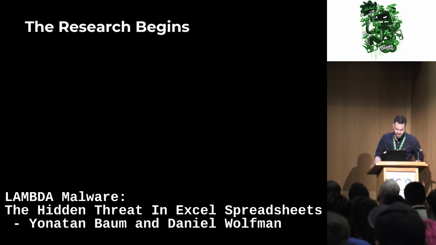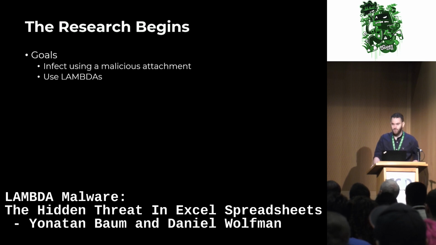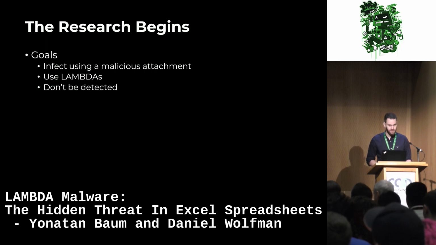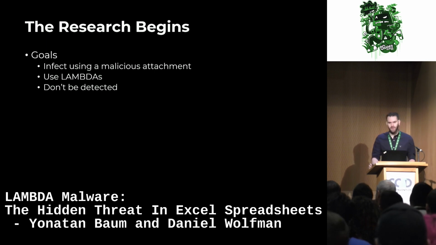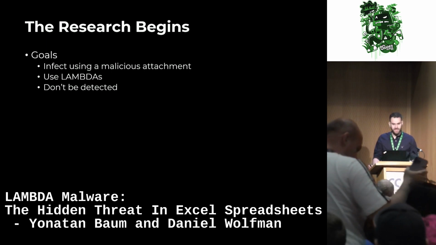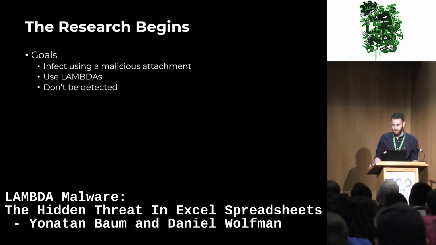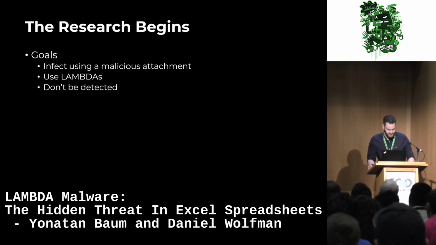Now, whenever I'm conducting research, it is important to me to lay down my goals and my assumptions. As for the goal, I'd like to infect one of my teammates' machines using lambdas, as a hacker would, and I'd also like to do it without being detected. This is important because, as we've seen before and as was mentioned earlier, most organizations are scanning incoming attachments, and if they find you malicious, you won't get through, so it won't be helpful at all.